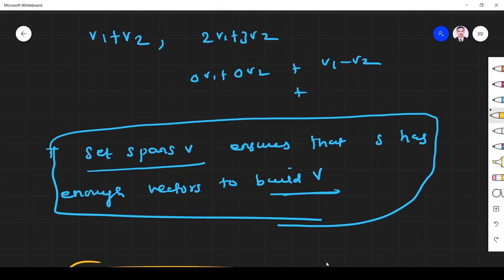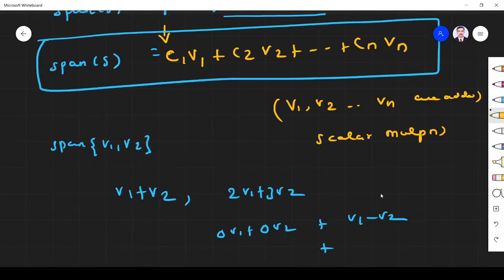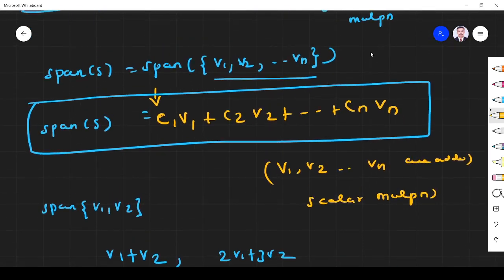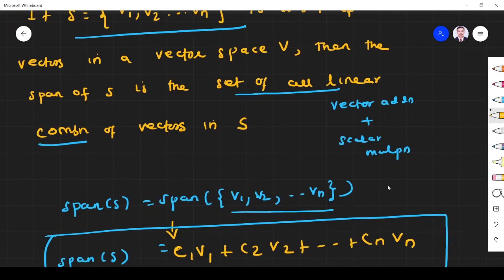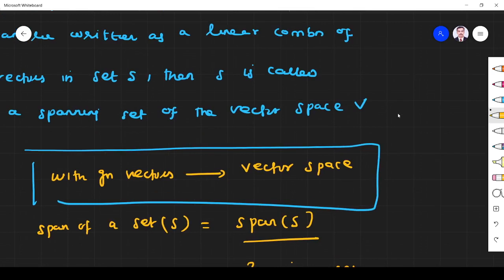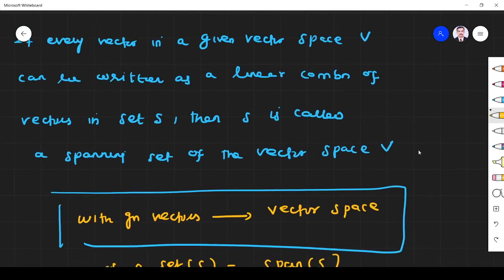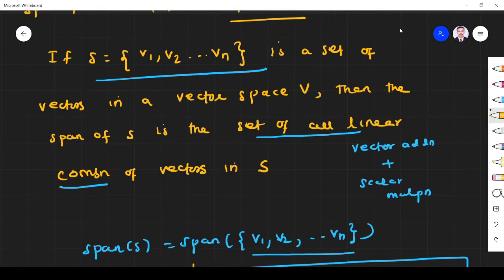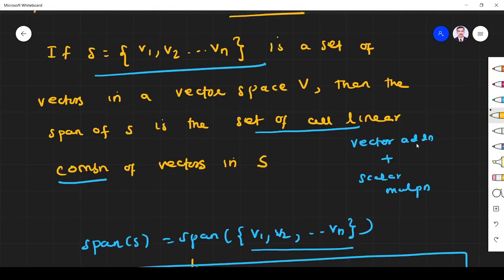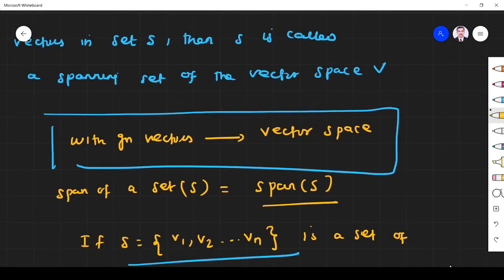So what we understand from span? Span means if you are able to write a given vector as a linear combination of other vectors, then that is called span. That's what I am telling here, right? So linear combination means you should be having vector addition and scalar multiplication. Whenever you have addition and multiplication, I told it is a linear combination, right? So please understand that concept.